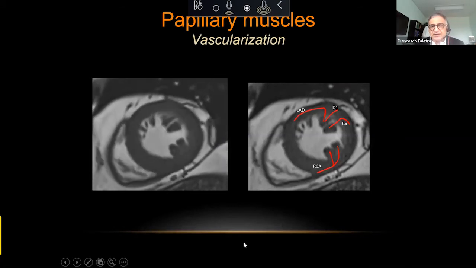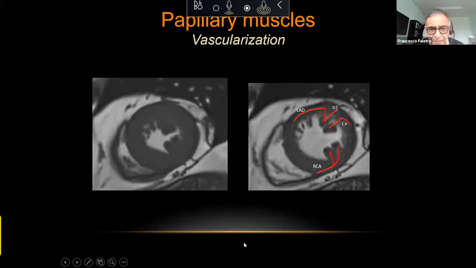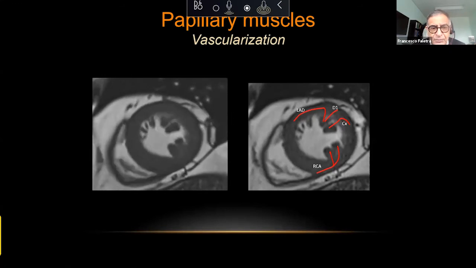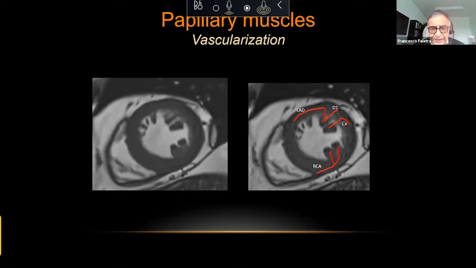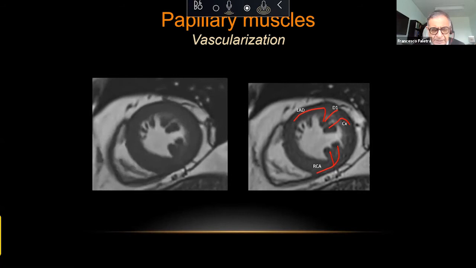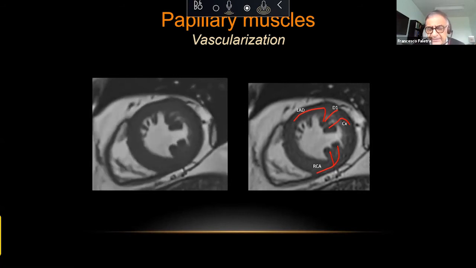And finally, the vascularization, just one slide to show you how the anterolateral papillary muscle has at least two sources of vascularization, one coming from the left anterior descending artery or from one diagonal, and the other one coming from the circumflex artery, while the posteromedial papillary muscle usually has just one vascularization.